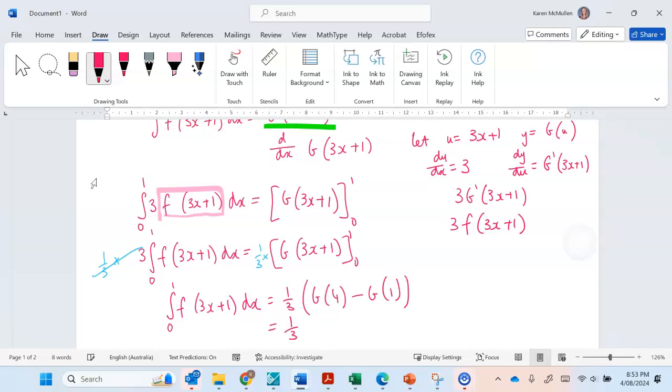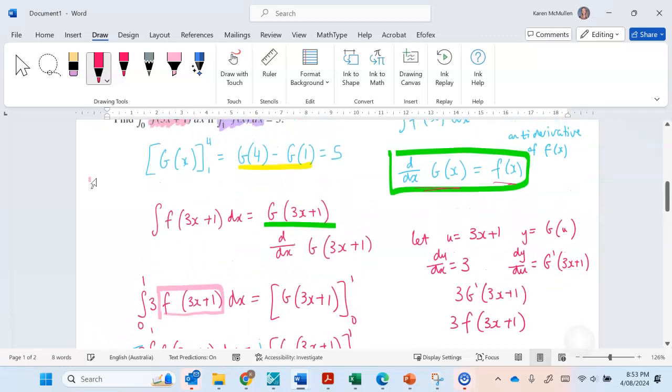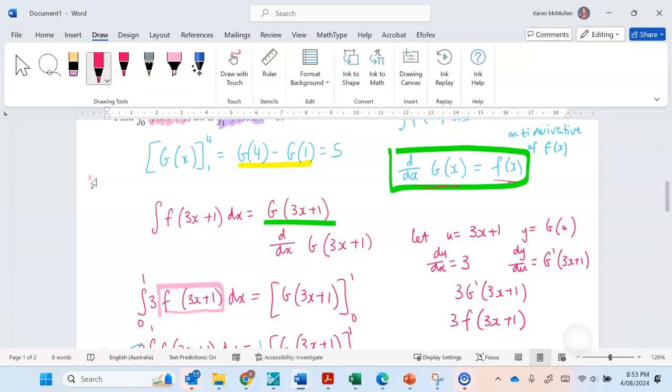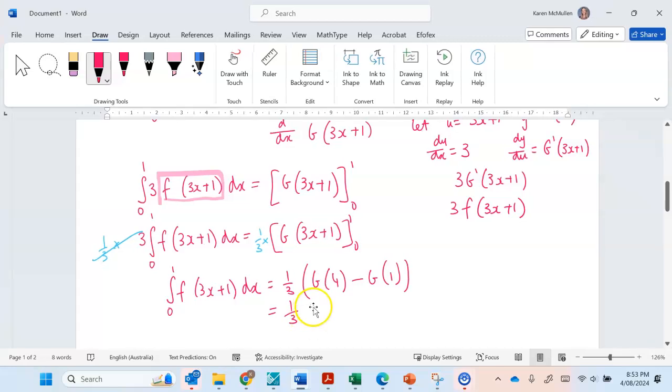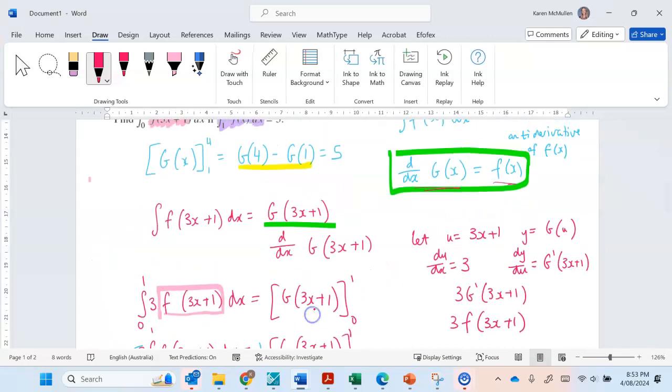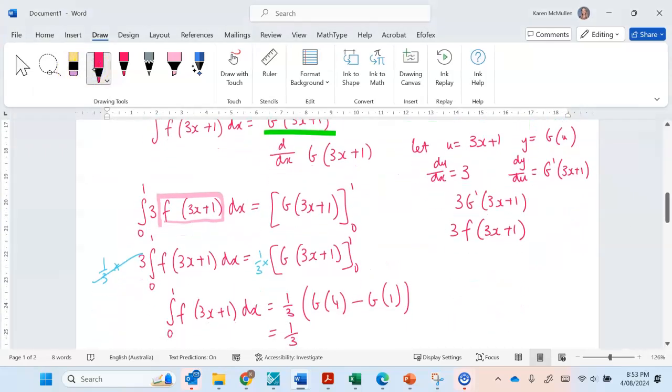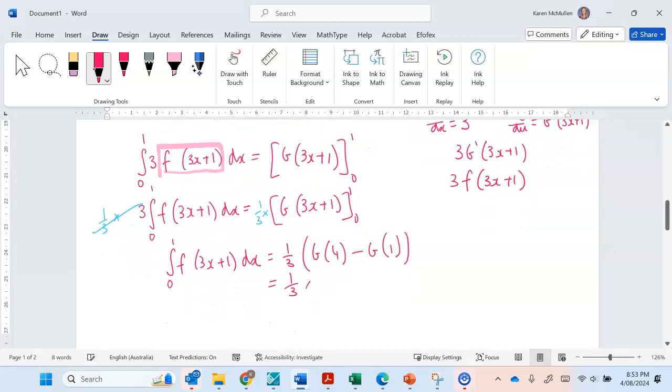And this is where we need to go back to the start. Remember what I highlighted in yellow, or underlined in yellow: G of 4 minus G of 1 equals 5. We've got G of 4 minus G of 1, so I can just write here 5. Where's that looking? Good if the computer wants to cooperate. And we get 5 on 3. So a bit of a tricky one.